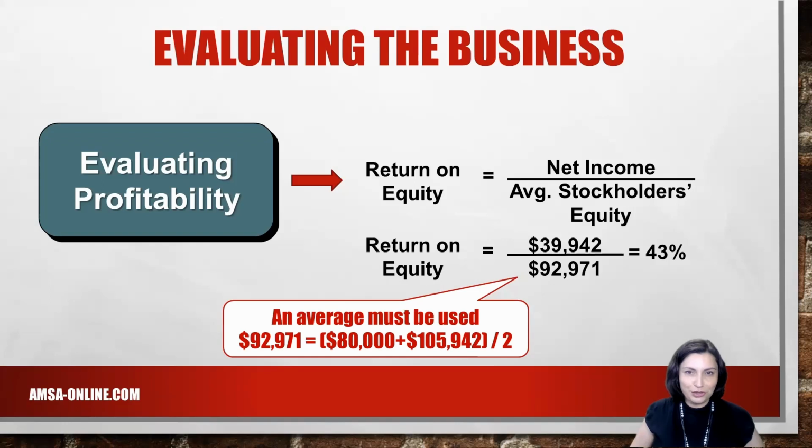Let's calculate the return on equity. For the return on equity amount, add together the beginning and ending balances of the stockholders' equity, then divide by 2. The average stockholders' equity is $92,971, which is $80,000 beginning balance plus $105,942 ending balance divided by 2. The return on equity is 43%. This means that the company earned an income of approximately 43 cents on every dollar of equity capital.